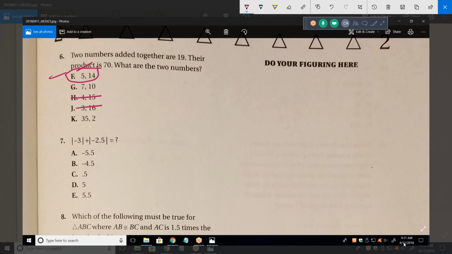Okay. What's absolute value mean? That's what these signs mean. Like it's the positive number. Like that would just be 3. Okay. And then 3 plus 2.5. Okay, so then 5.5, yeah.